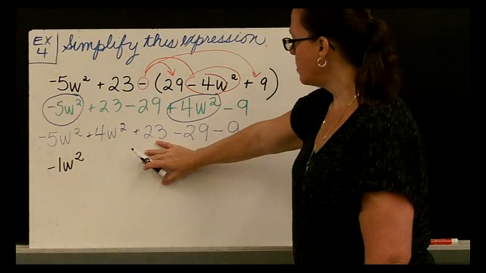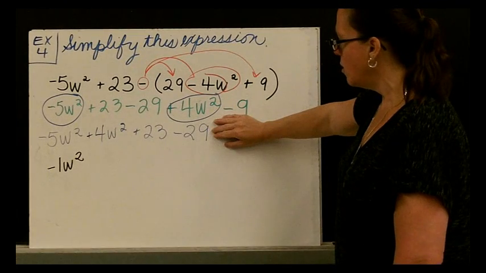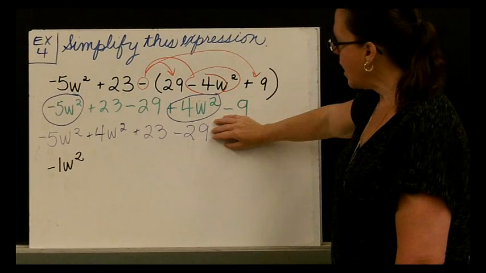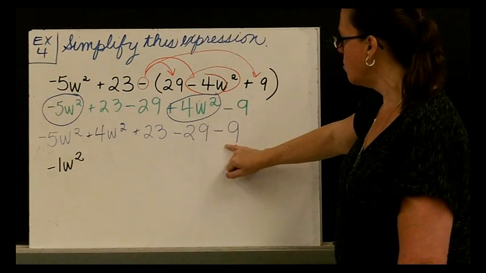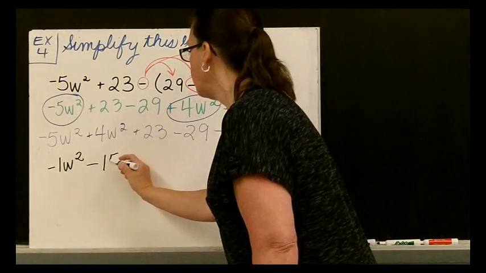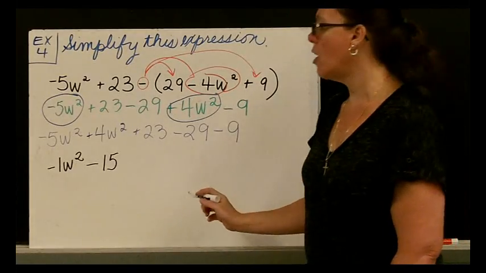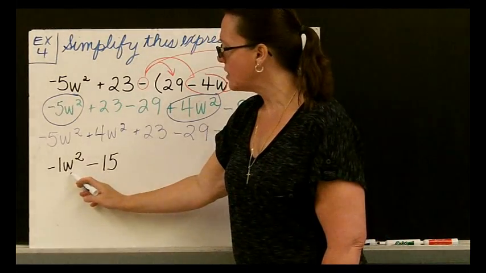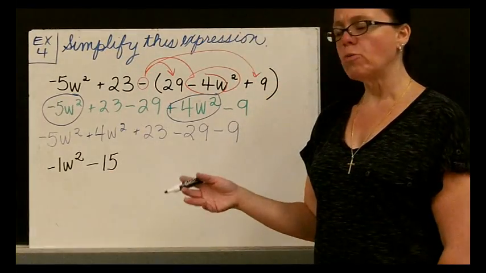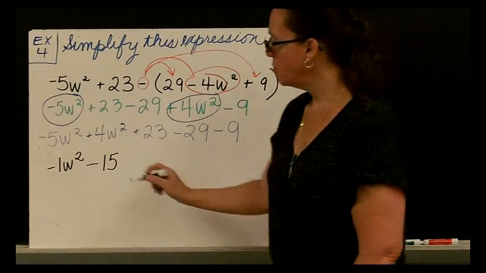And then we have a positive 23 and a negative 29. When you combine those terms, you end up with a negative 6. And then to that negative 6, we combine the negative 9, which gives us a negative 15. And we can stop right here exactly where we are with a negative 1w squared and a negative 15. But I want to show you one actually simpler way to write this.